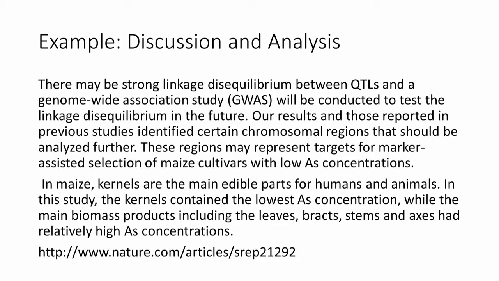In maize, kernels are the main edible parts for humans and animals. In this study, the kernels contain the lowest ACE concentration, while the main biomass products including the leaves, bracts, stems and axes had relatively high ACE concentrations.